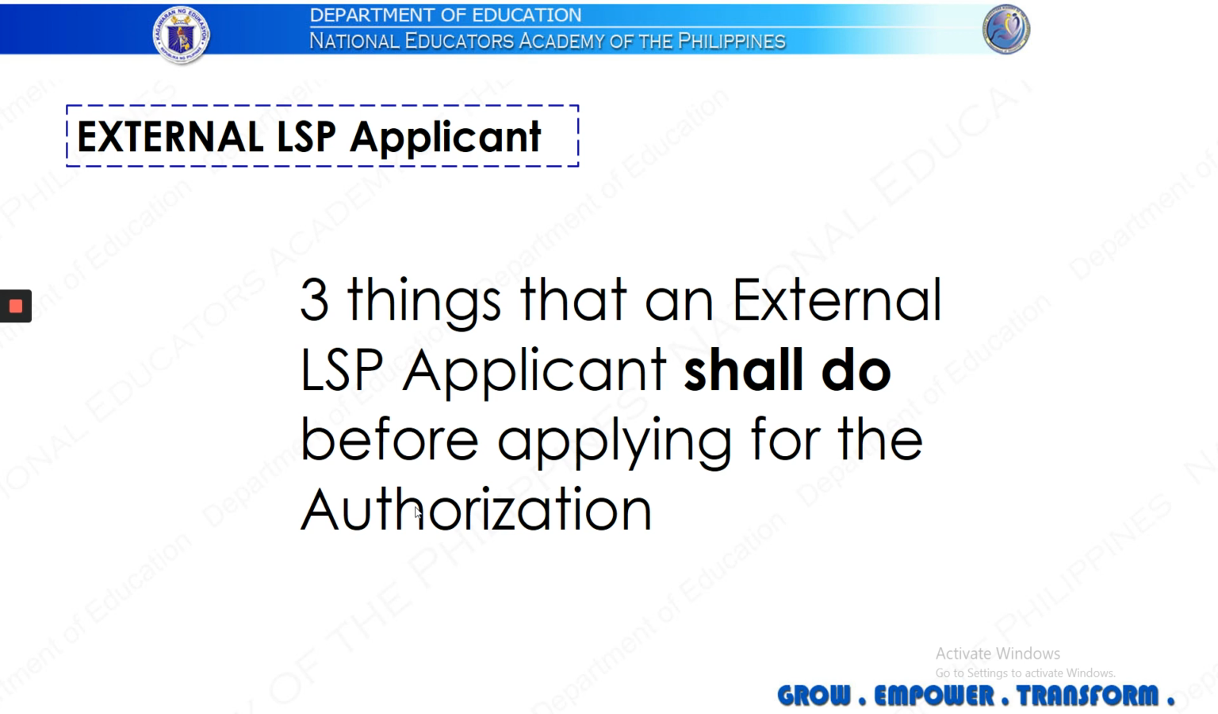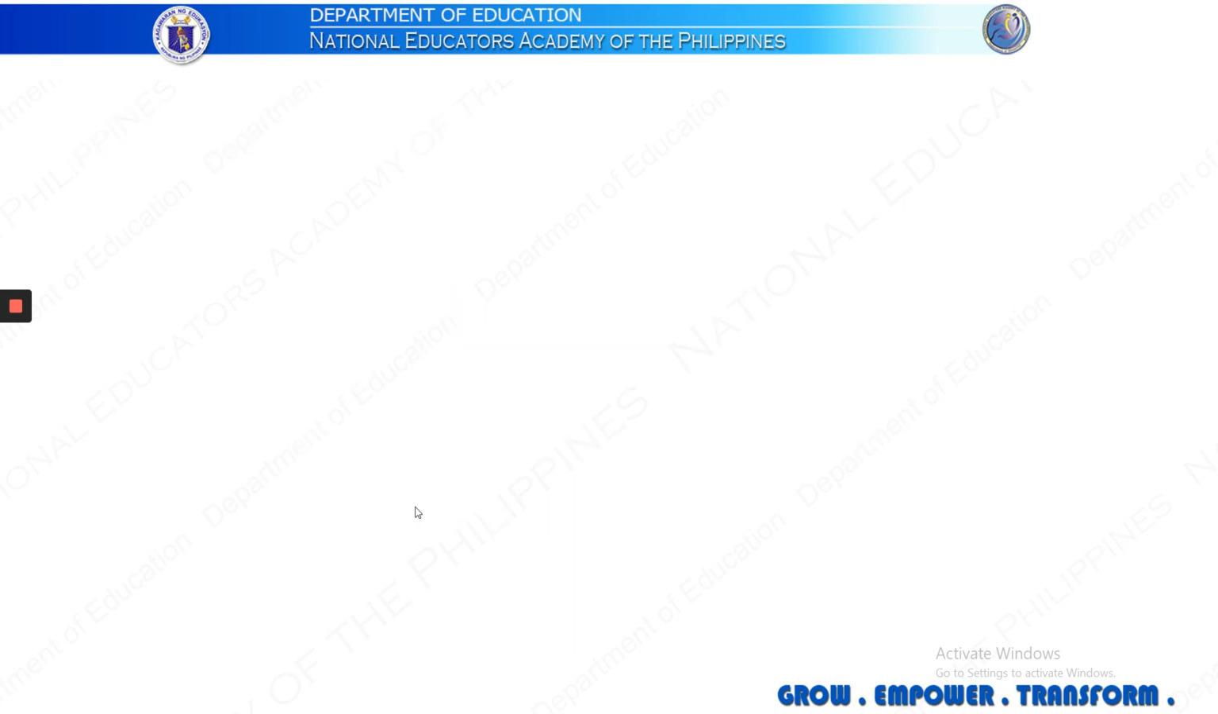So let's have the character number one, external learning service provider applicant. The external learning service provider applicant needs to know three things before applying for the authorization. So this is maybe not mandatory, but it will really help if they will follow doing these three things before applying for the authorization.